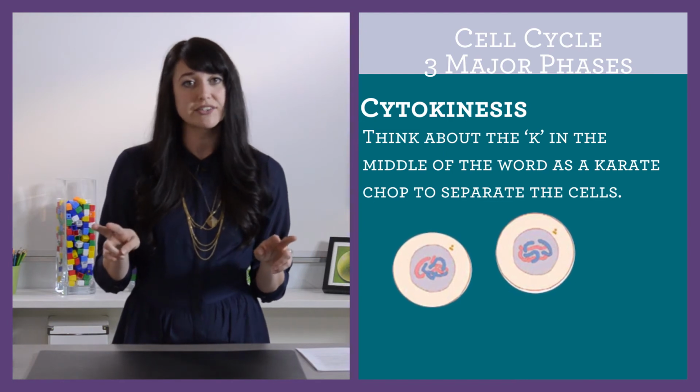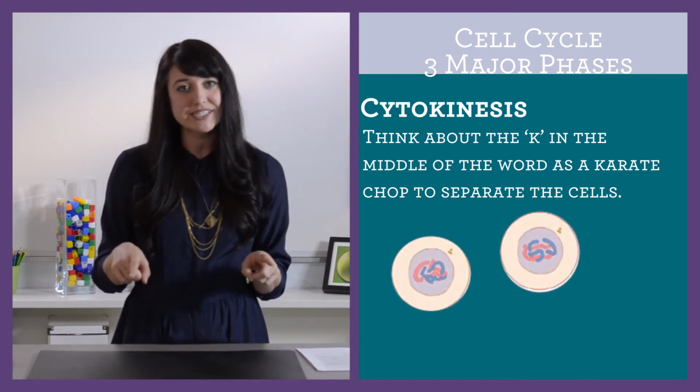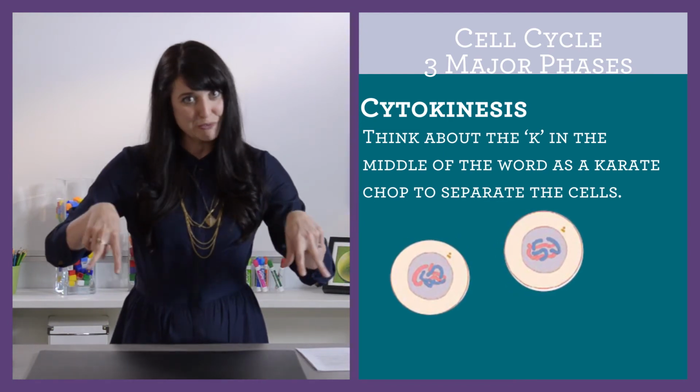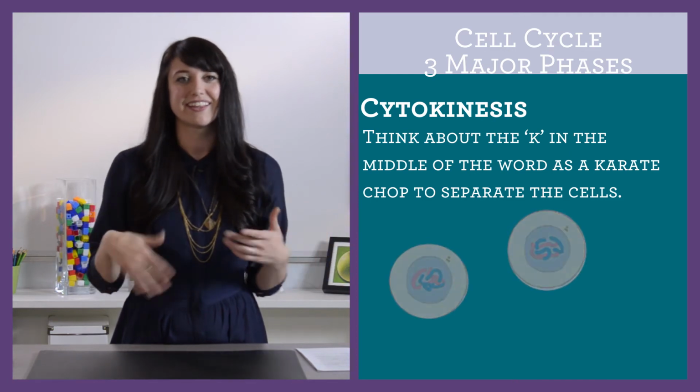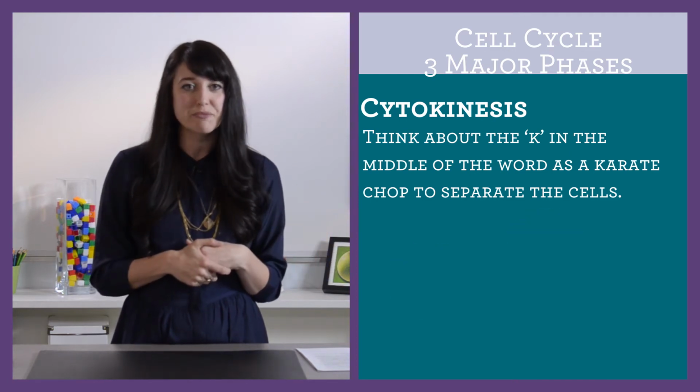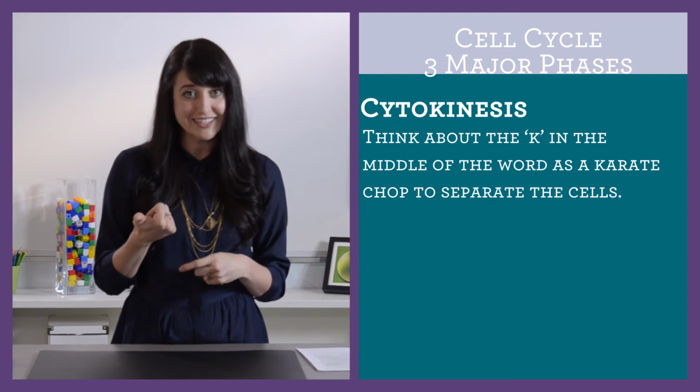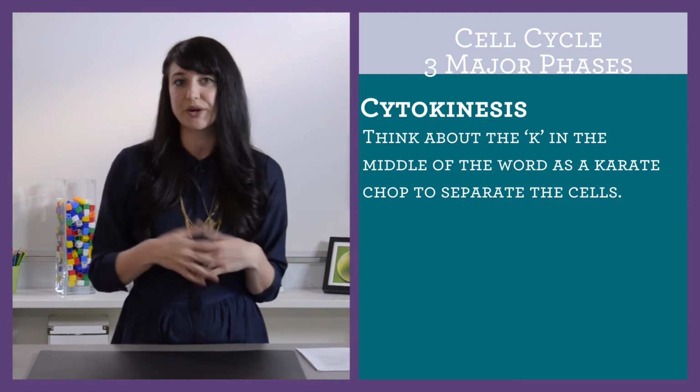Those two cells then each go through their own cell cycle, resulting in two more identical cells. This is then going to be used to help the cell to replace dead cells and help the organism to grow. When creating new cells, things can go wrong.